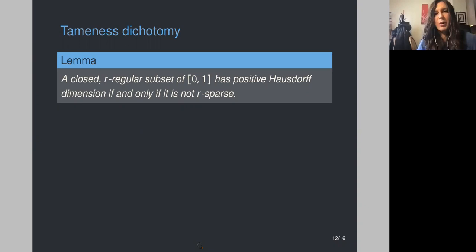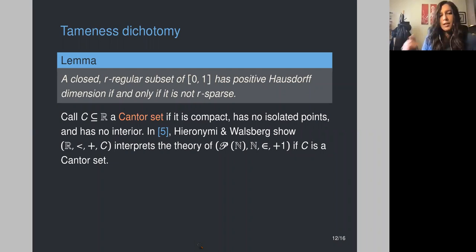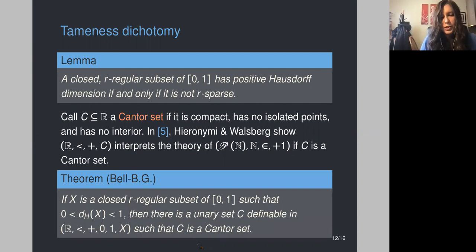We'll call a subset C of R a Cantor set if it's compact, has no isolated points, and no interior. Hieronymi and Walsberg have shown that when you expand the real additive group by a predicate for a Cantor set, then you can interpret the monadic second-order theory of the naturals. And that's bad. If you know what IP and TP2 are, that structure has all of those bad model-theoretic properties. What Jason and I show is that if X is a closed R-regular subset of [0,1], and the Hausdorff dimension is strictly between 0 and 1, then there is a unary set C definable in the expansion of the real ordered additive group by a predicate for X, such that this definable set C is a Cantor set. So that structure has all of the bad properties too.